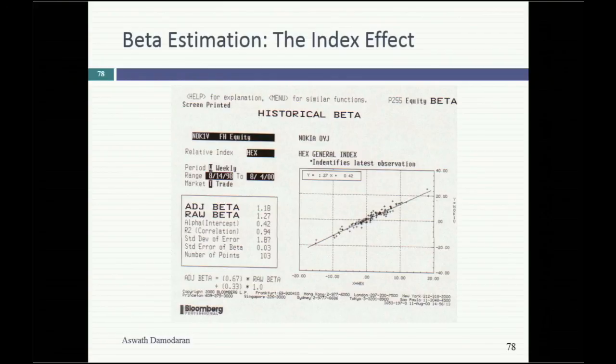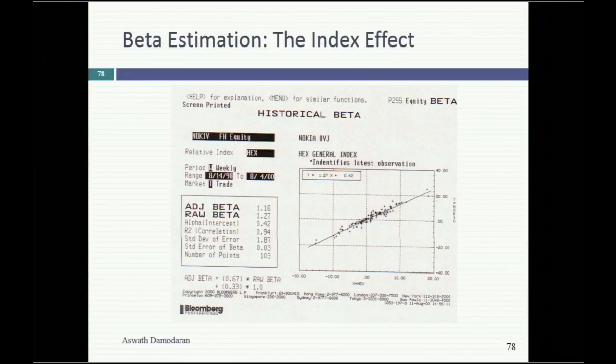And of course, I could make that noise go away by playing around. This is a great looking beta. It's one of the favorite betas of all time, the beta for Nokia. Every point is on the line, look. R squared is like 100%. If this were a statistics class, this is great. This is exactly what you want to see.